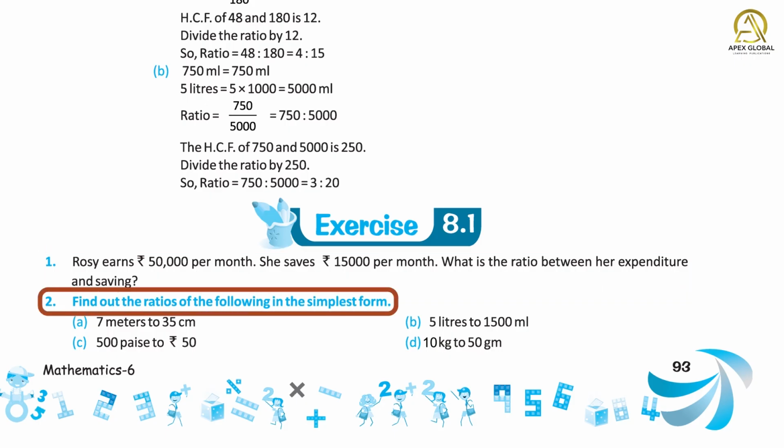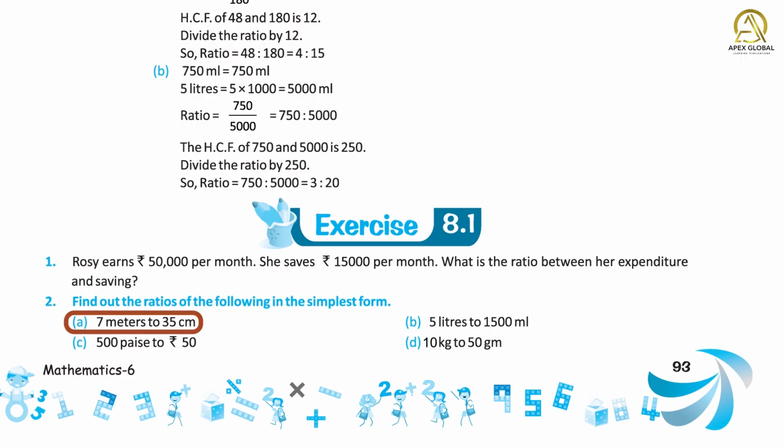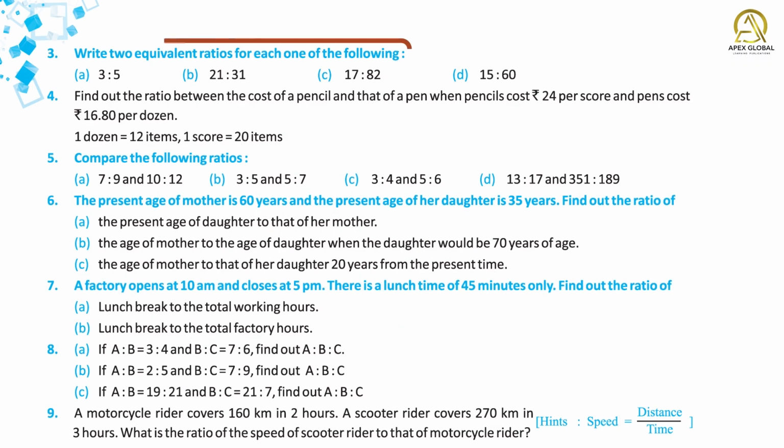Question 2. Find out the ratios of the following in the simplest form. A. 7 meters to 35 centimeters. Solution 20 ratio 1. B. 5 liters to 1500 milliliters. Solution 10 ratio 3. C. 500 paise to rupees 50. Solution 1 ratio 10. D. 10 kg to 50 grams. Solution 180 ratio 1.